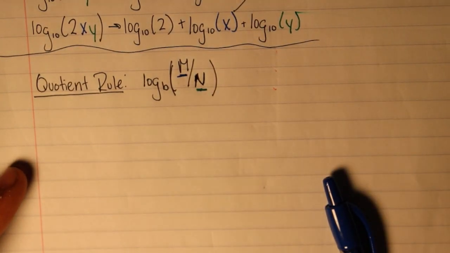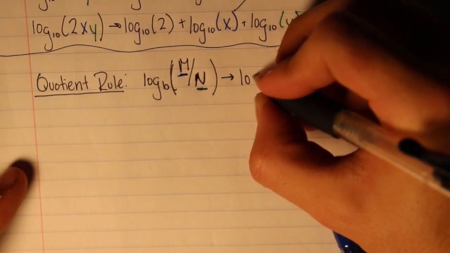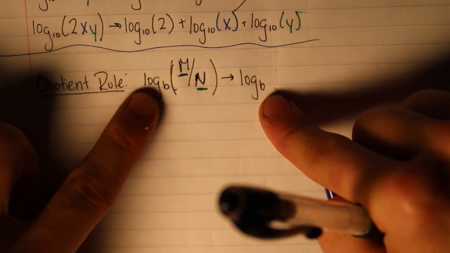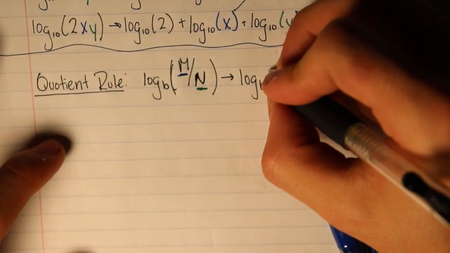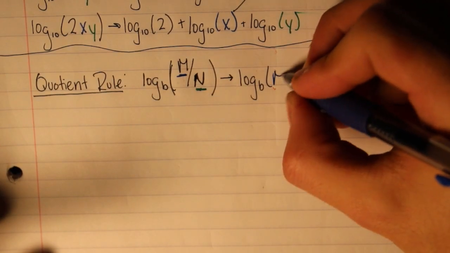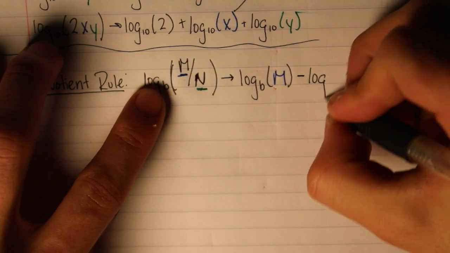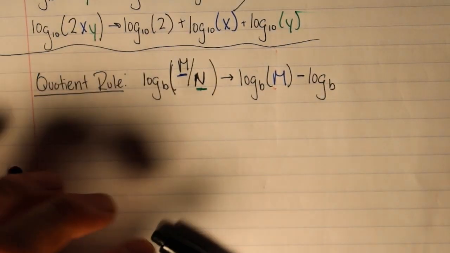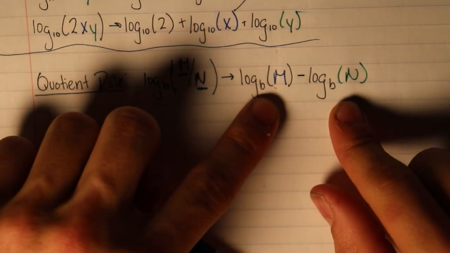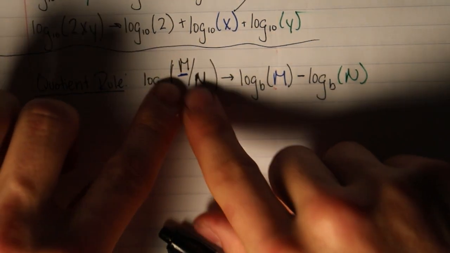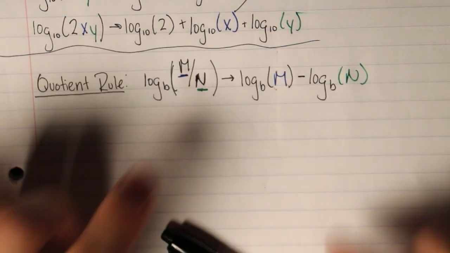All right. We can then break that up to log base b. So we keep the same log base. Again, the log does not change anything. We keep the same log base. We have of m, so our numerator first, minus log base b, the same base, of n, minus our denominator. We have our numerator minus our denominator. Log base b of m minus log base b of n.